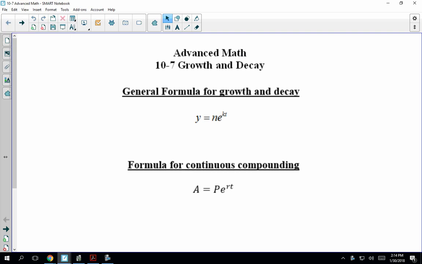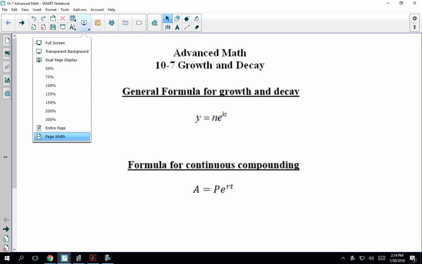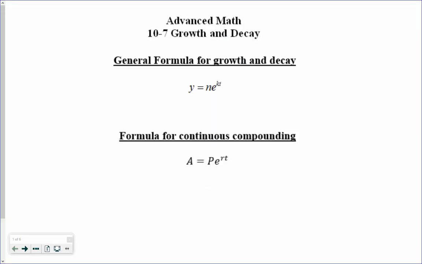All right, so we need to do a new one for 10-7, so here we go. These two formulas right here that you see are really the same formula. It's just one of them is more for finance and one of them is more for growth and decay. All right, but really I look at them the same because if you look here on this side, there's a Y, and right there just happens to be an A. All they did was change the letter.